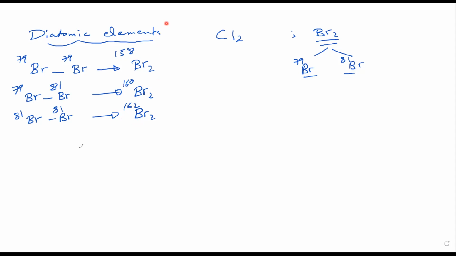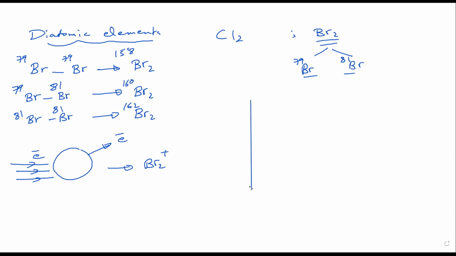And as we said last time, when this element is bombarded with highly energetic electrons, then an electron will be ejected from this molecule, just like what we did in chlorine, and Br2 positive is formed. And of course, this Br2 positive is either the 158 or the 160 or the 162. That's why when we look at the mass spectrum of the diatomic element bromine Br2, we will find that we draw the mass over charge ratio, and here we have the percentage abundance. We said that percentage abundance means its percentage in nature. And then we will get three peaks.